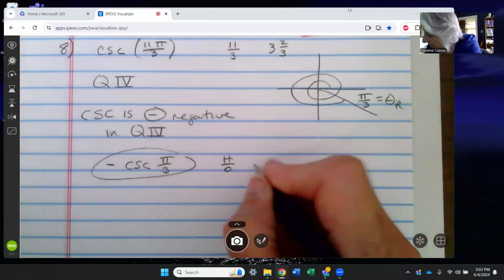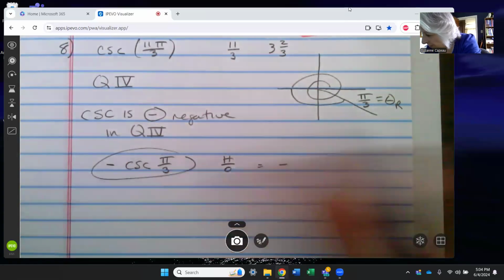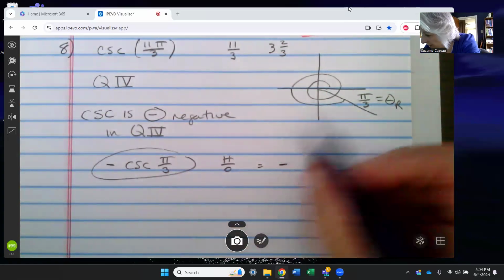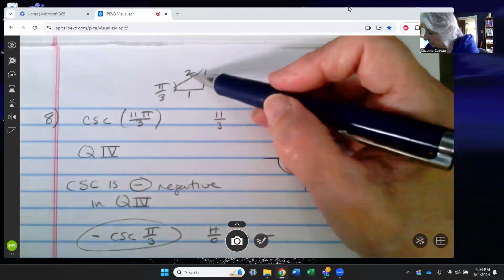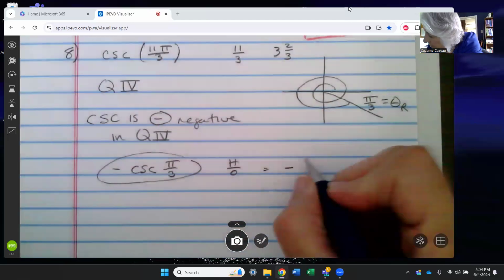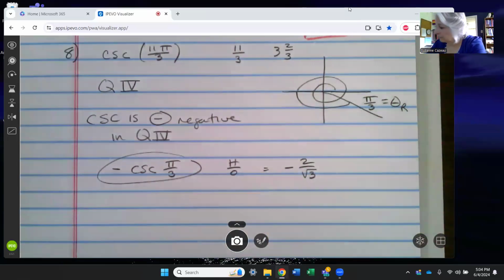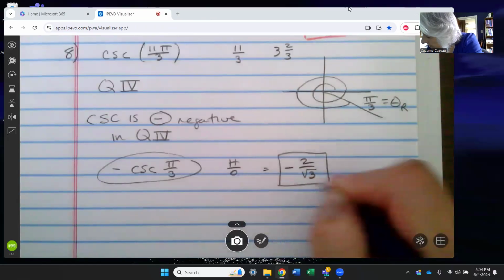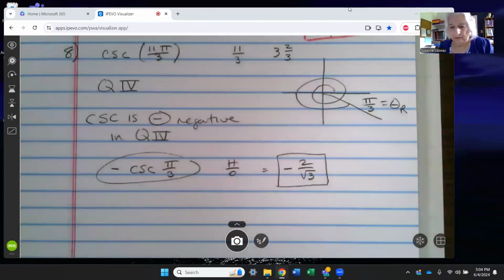So now I've got negative, because cosecant's negative in quadrant 4, and the pi over 3 triangle, the hypotenuse is 2 and the opposite is root 3. So this is a negative 2 over root 3. All right. How's that? All right. Yeah, I don't have the answers.